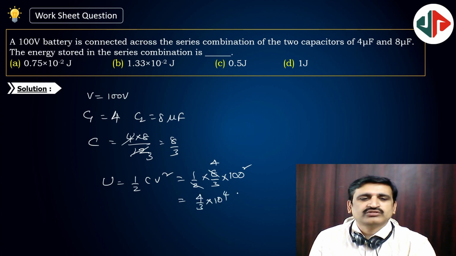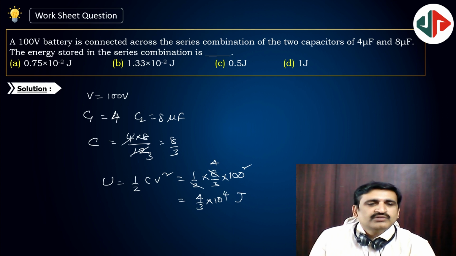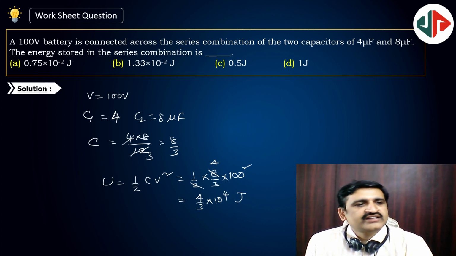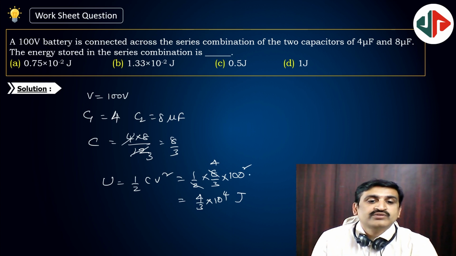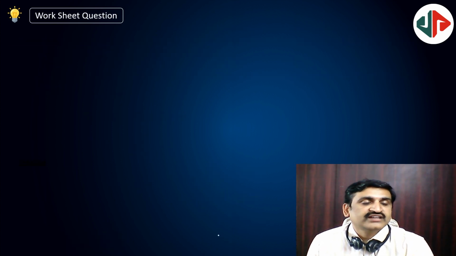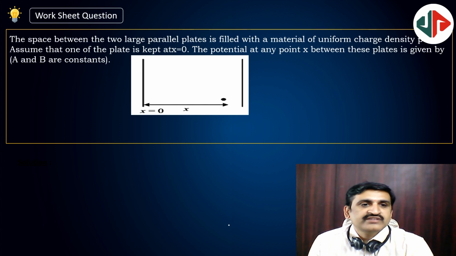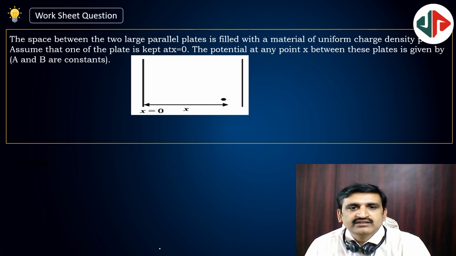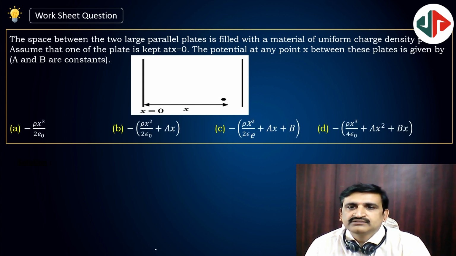4 by 3 into 10 to the power of 4. 4 by 3 is 1.33, 1.33 into 10 power minus 2. Microfarad, is there any? Yes, that also we have to do. I only have to put minus 6 and into minus 6 is there. So it is 1.33 into 10 power minus 2. Yeah, option B.